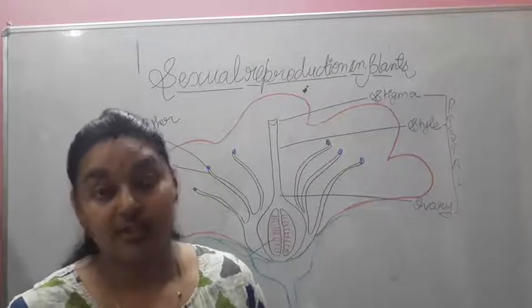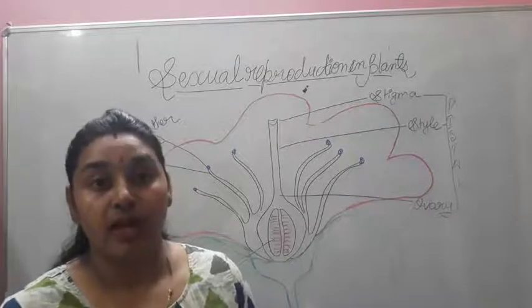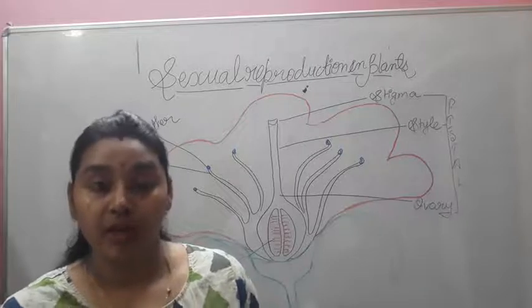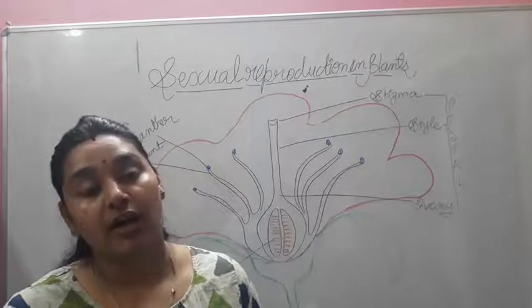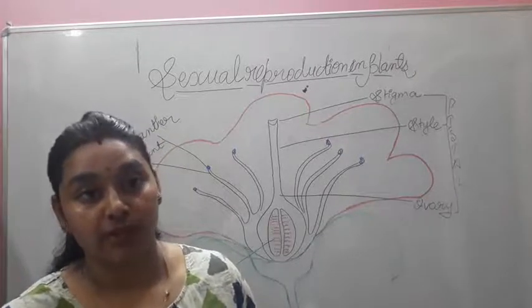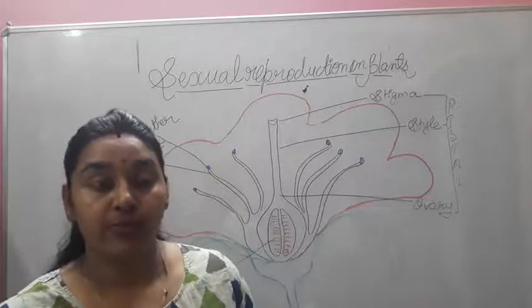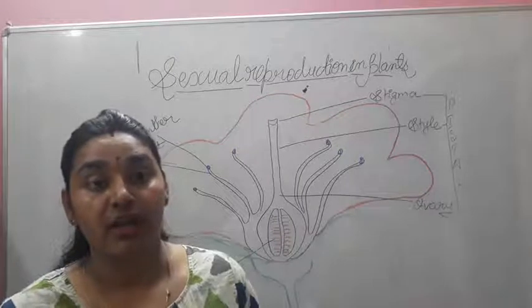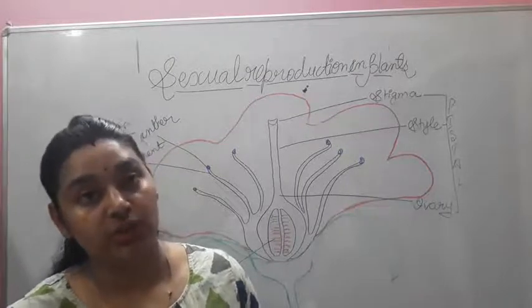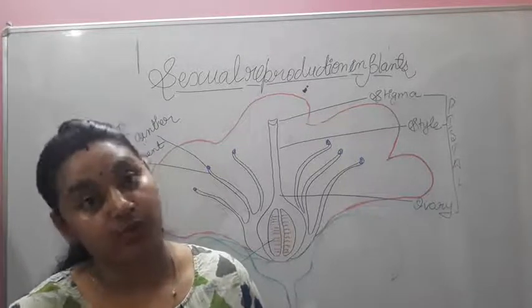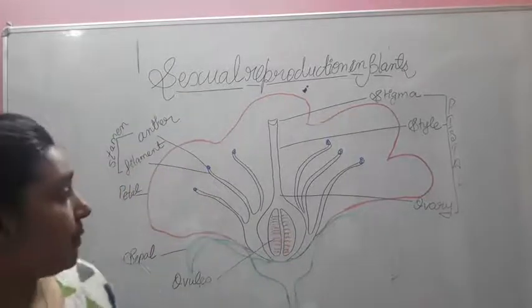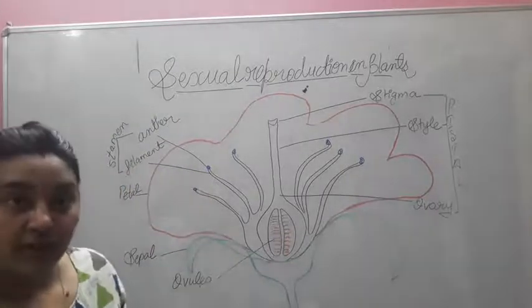Before that, let us see one thing: where the reproductive organs or reproductive parts remain in a flower of any flowering plant. For that purpose, let us first see what the structure of a flower is, how a flower is designed for the reproduction purpose and how it gets its protection. So let us start with the structure of a flower.